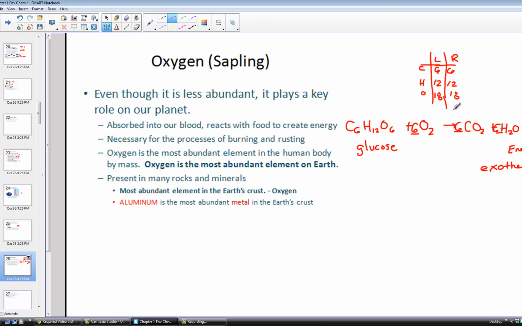This pattern here of balancing equations is a lesson in this chapter. It's just a little bit further on. So I'm just kind of seeding that lesson right here. This is also known as a combustion reaction, which also comes out in this chapter.